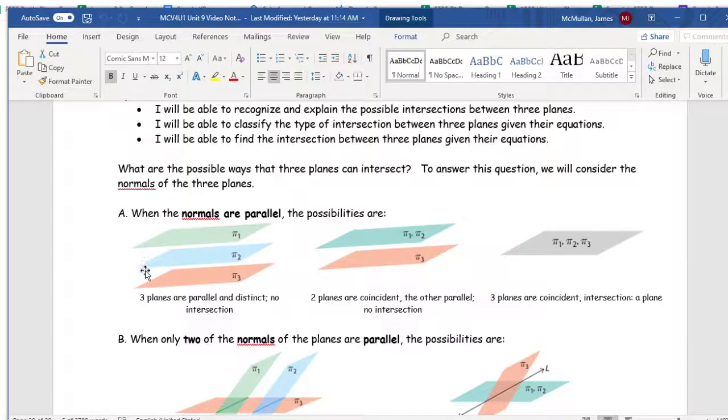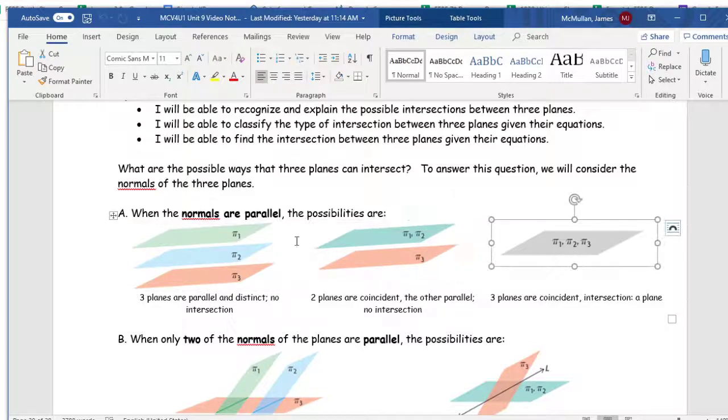You could have all 3 pieces of paper parallel and none of them touching. You could have all 3 of them parallel, 2 of them touching and 1 of them not. Or you could have all of them parallel and all of them touching. So the first way to sort today is to analyze the normals and whether they are parallel. If all 3 of them are parallel, then you're really only contending with these 3 options, and these 3 options are not that difficult to tell apart.